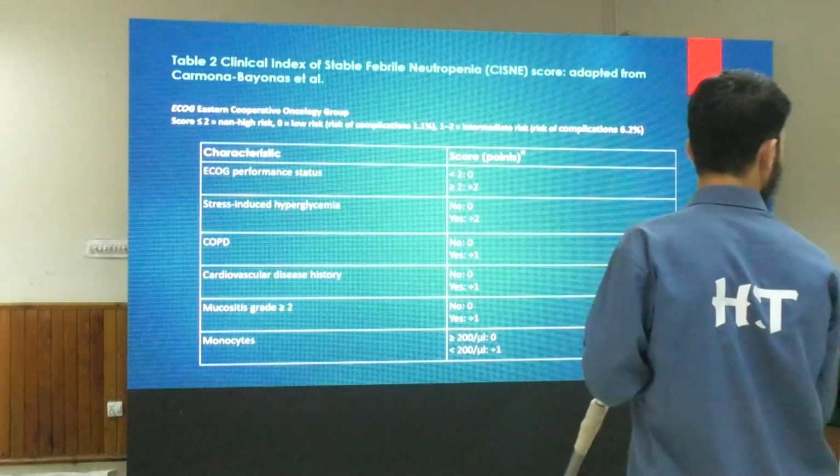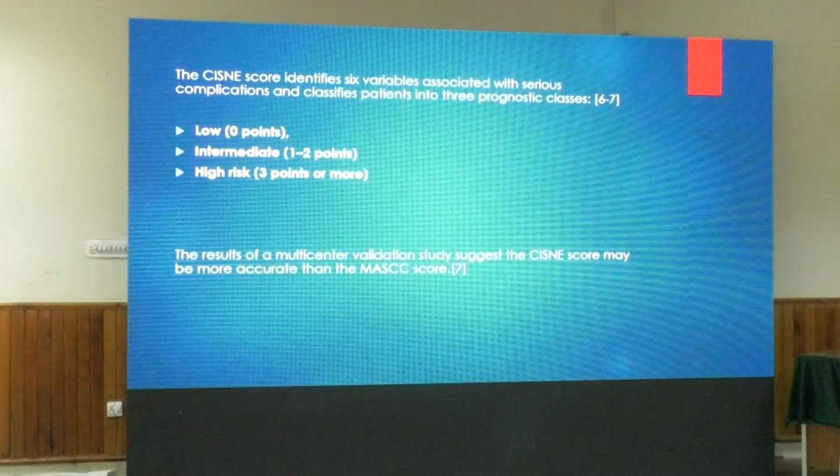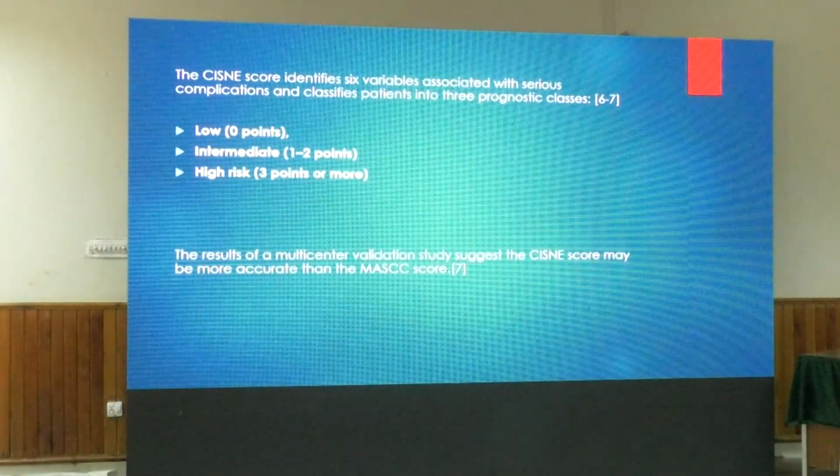The other scoring system used for assessment of the patient is the Clinical Index of Stable Febrile Neutropenia, as we already talked about, the CISNE score index, in which the patient is categorized into high, low, and medium risk. This is the tabulated form. Based on the score, it is low, intermediate, and high risk. Please note that the results of a multi-center validation study suggest that the CISNE score may be more accurate than the MASCC score. The reason is that the CISNE score is mostly utilized in patients with stable neutropenia, and in stable cases the outcomes are usually predicted, unlike the hemodynamically unstable patient where the MASCC score is usually applied, and those patients are more critical.